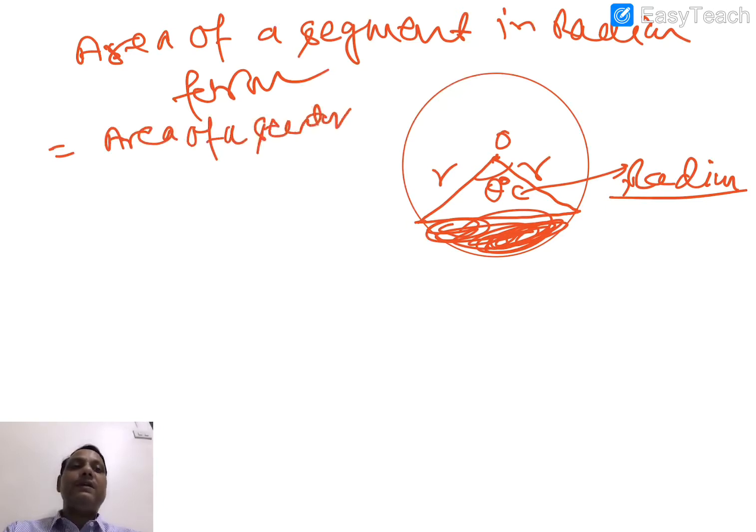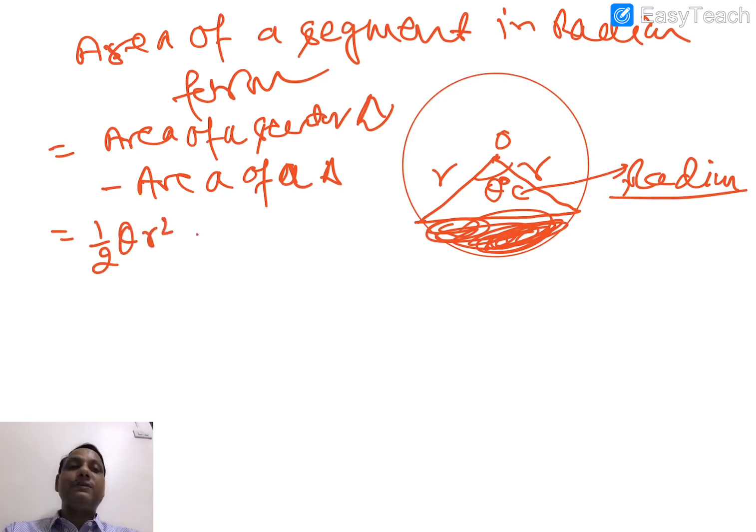All right, so see here what we have to do: area of a sector, and then minus area of a triangle. The area of the sector in radian form is half theta r squared, minus the area of the triangle, which is r squared sine theta divided by 2. This is a very useful formula, and we have to know it. I'm going to give you some examples so you understand fast.